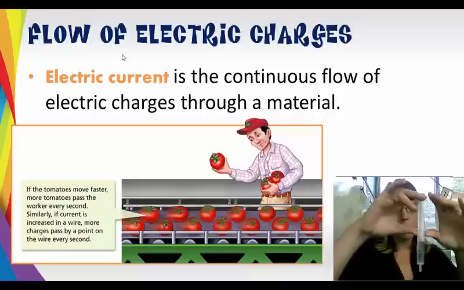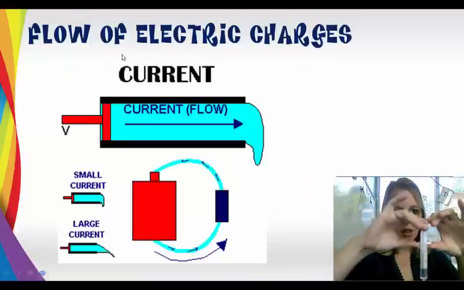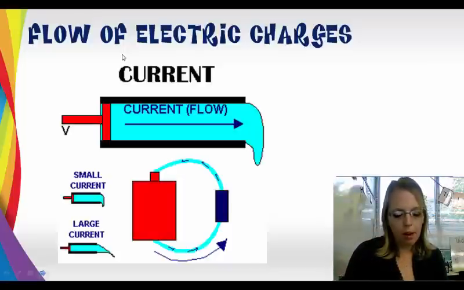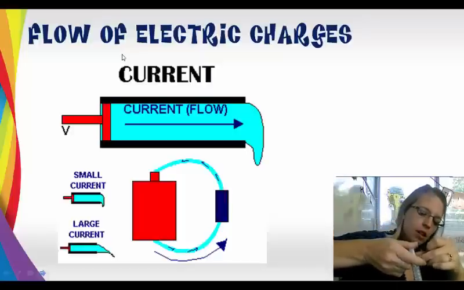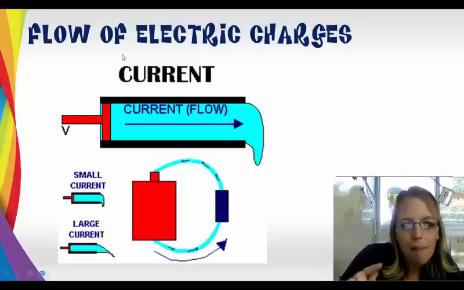So I can make water flow slowly. That's like a current there, me pushing out the water. Or I can make the water go rather quickly. I'm doing something different. I'm pushing it differently between the slow and the fast. That push also has a term. So the flow itself, the flow of the water, is current.